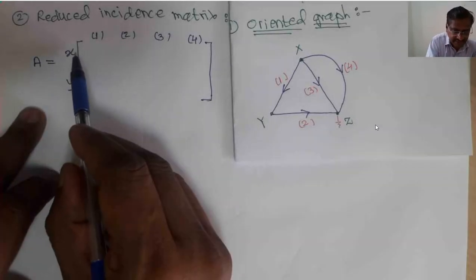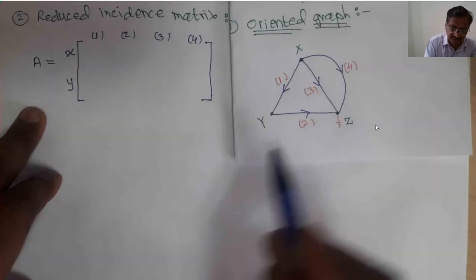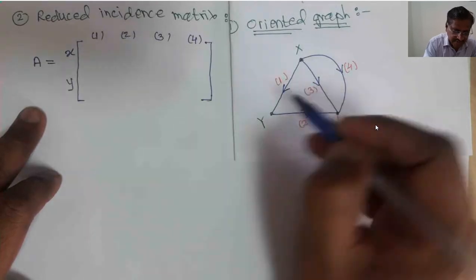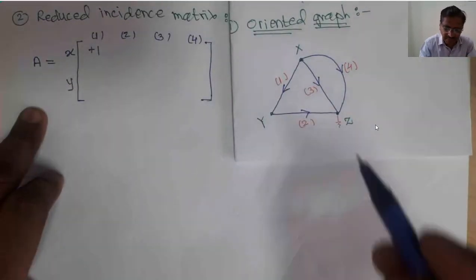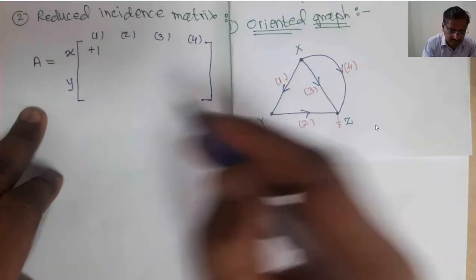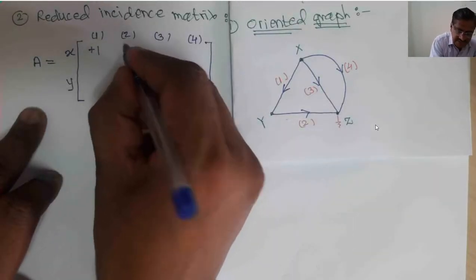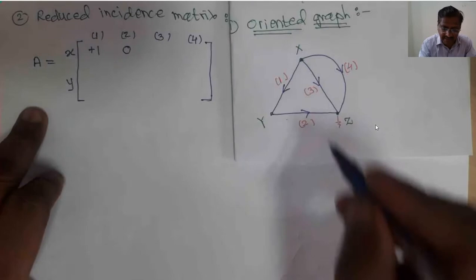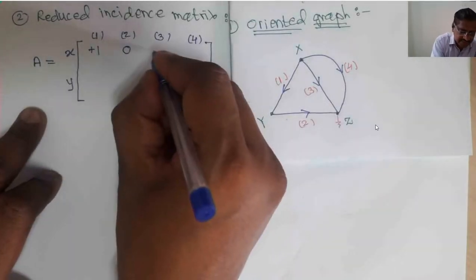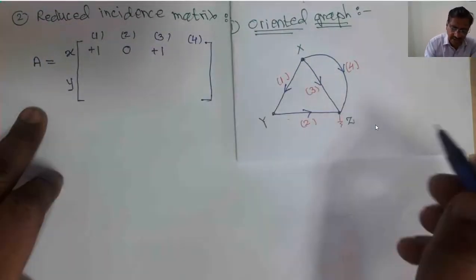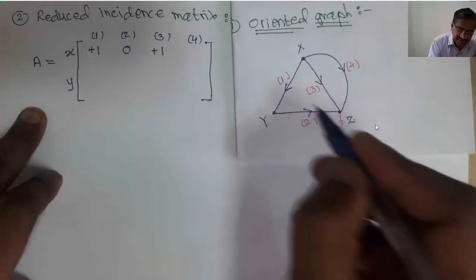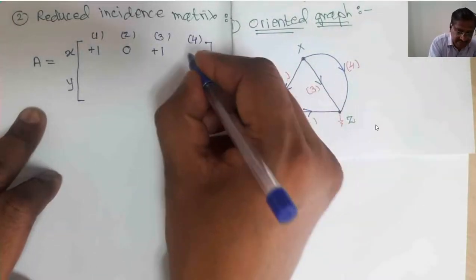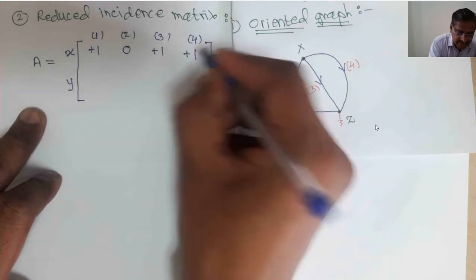If we are making entries for this node X, what about branch number 1? It is outgoing. That's why its entry will be +1. What about branch number 2? This branch number 2 is not connected to this node. That's why its entry will be 0. Branch number 3 is outgoing. That's why its entry will be +1. And branch number 4 is again outgoing. That's why its entry is also +1.